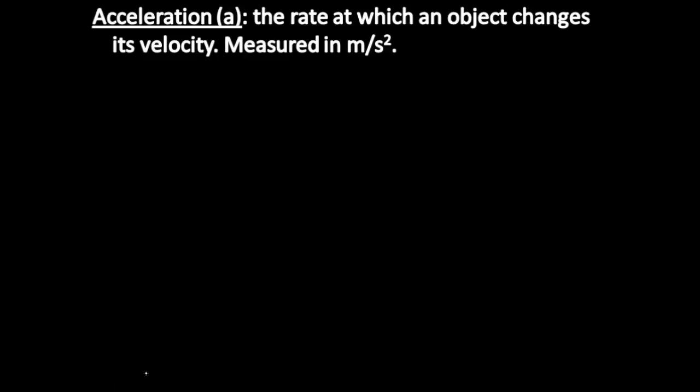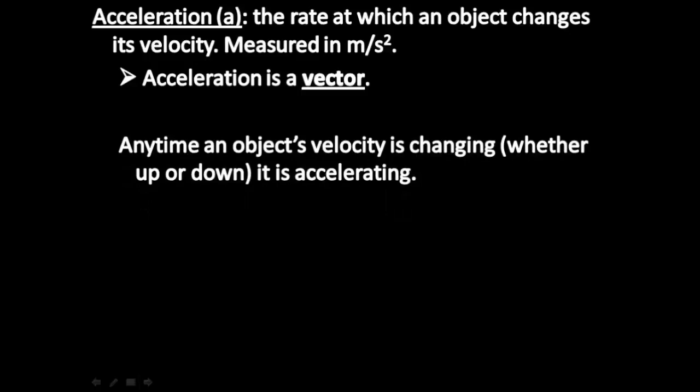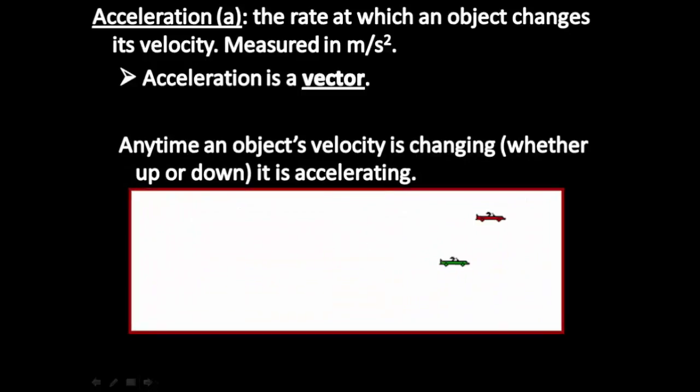Acceleration is the rate at which an object changes its velocity, and it's measured in meters per second squared, as we found out in earlier lessons. It doesn't matter if we're speeding up or slowing down, acceleration is responsible for that. Like velocity, acceleration is a vector, defined by a fairly simple equation we'll talk about in a second, but the important thing I need you to know is that anytime an object's velocity is changing, it is accelerating.